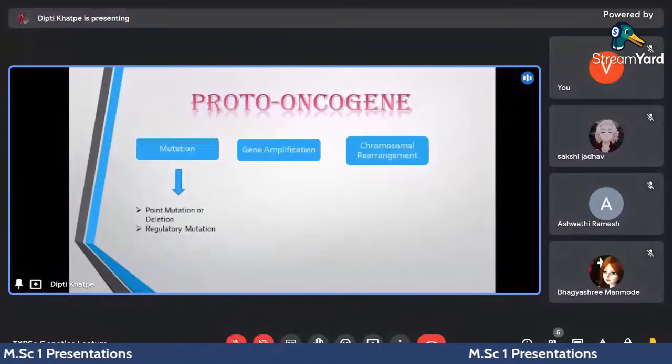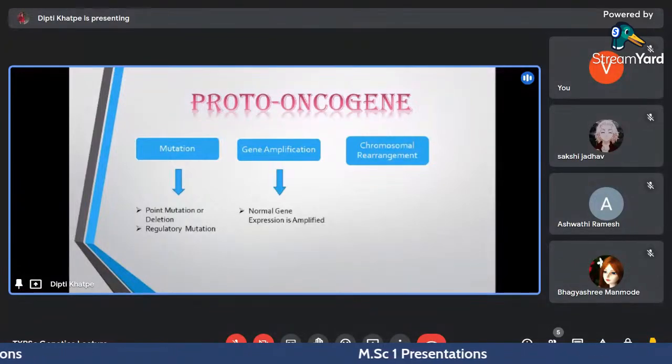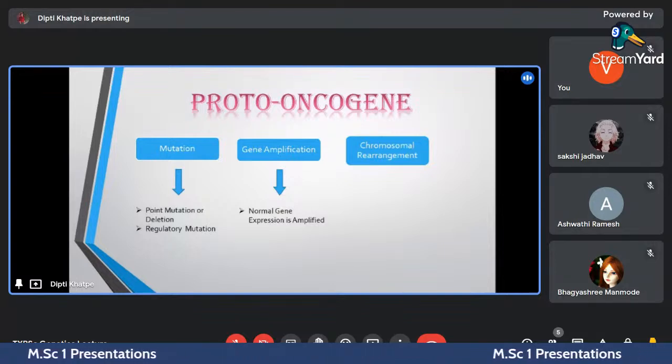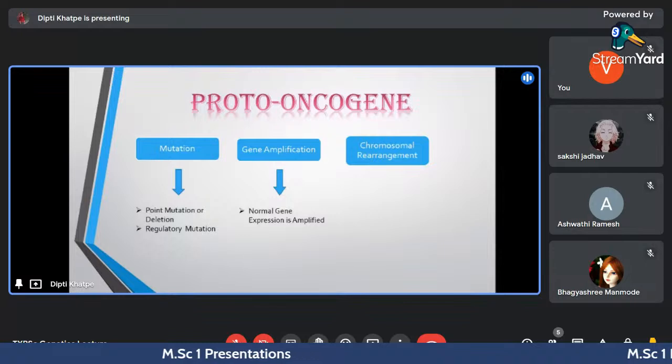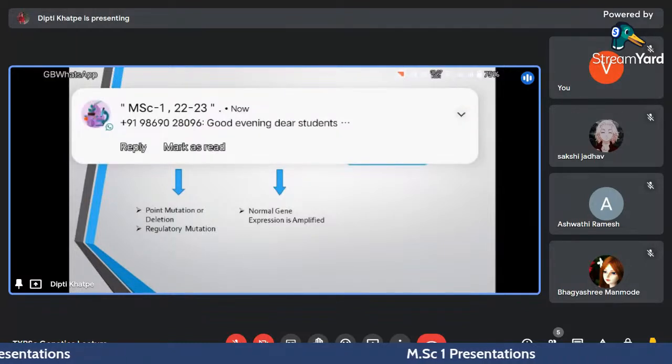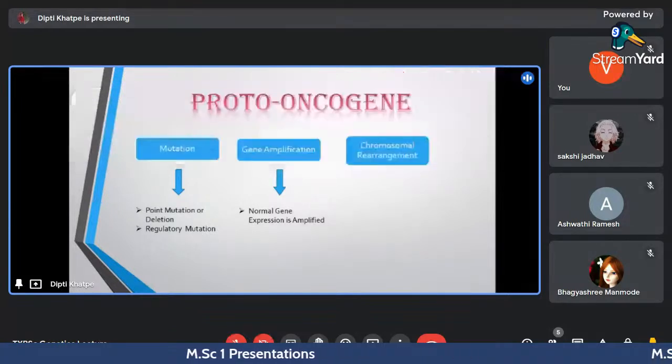Second is gene amplification. It's when a normal gene's expression is amplified, and from that normal protein is overexpressed, which ultimately leads to the formation of oncogene. And the last and biggest one is chromosomal rearrangement.